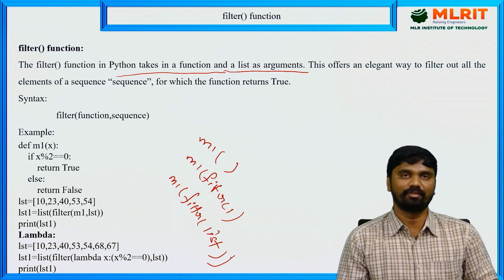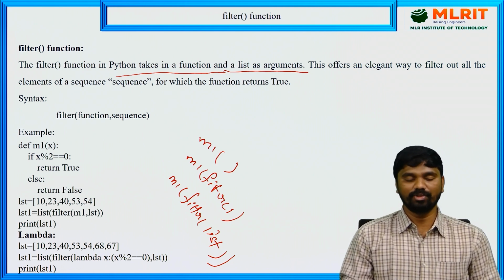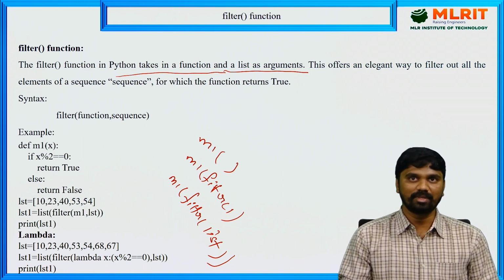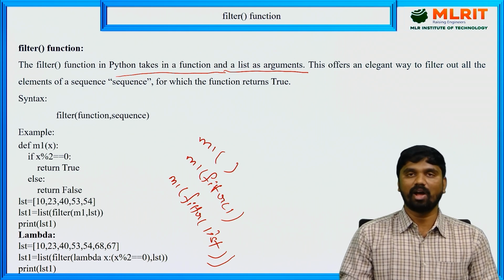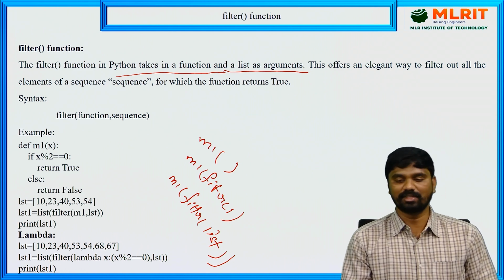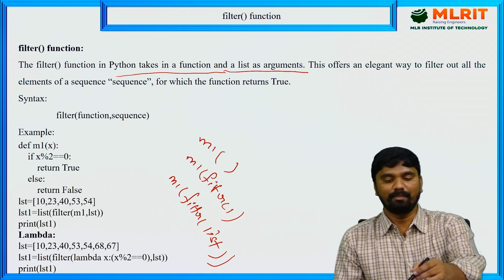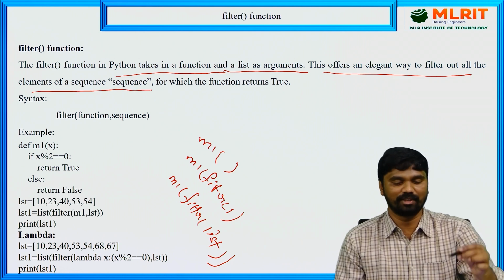So what is the filter function? First, the filter function takes a function as a parameter, and it also has an argument, which is a list. Anyway, now we'll see the purpose. This offers an elegant way to filter out all the elements of a sequence.